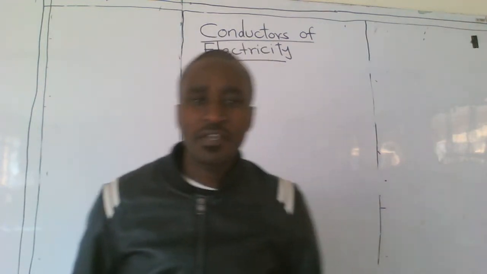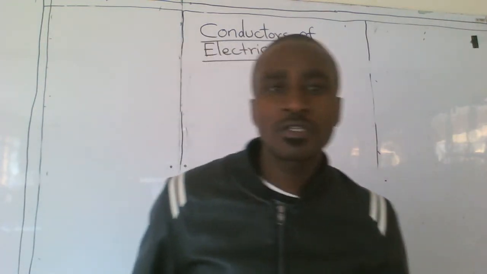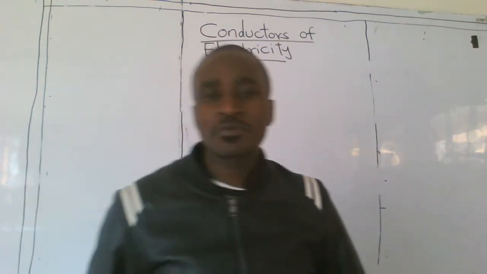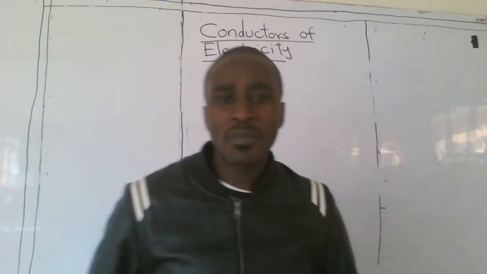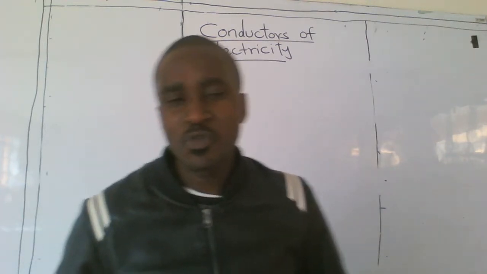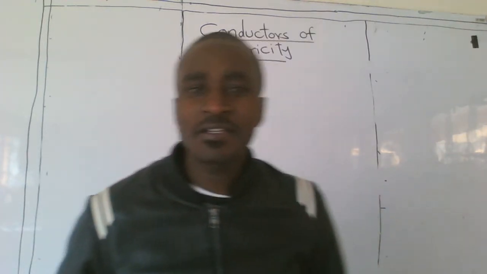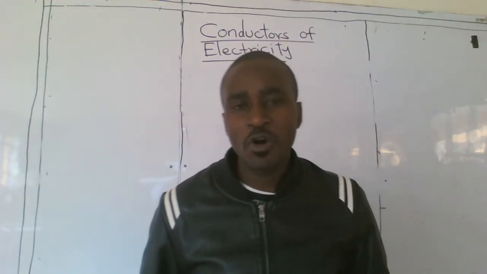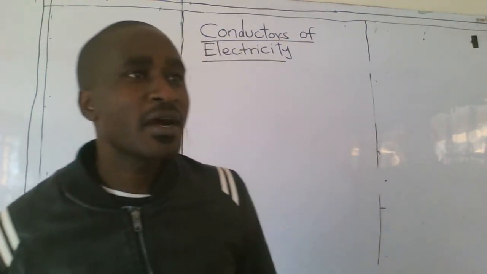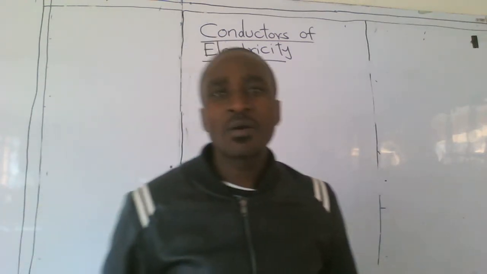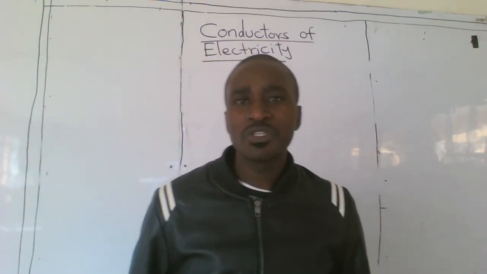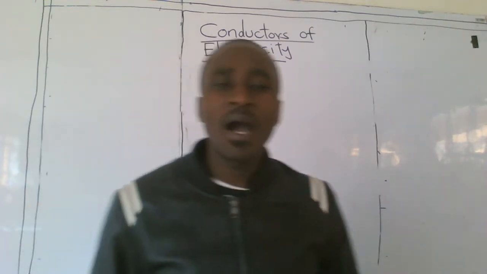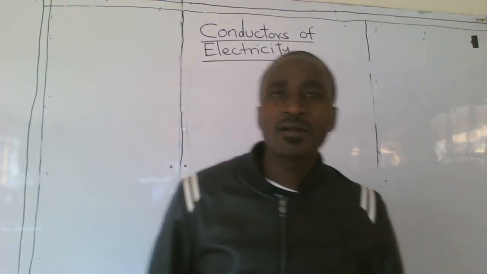Today we are going to learn about conductors of electricity. Remember, our previous lesson was about a simple electric circuit, where we said there are four main elements which we need to make a simple electric circuit. That is the dry cell, which is the source of energy. We have wire, which is the connector. We have a switch, which helps to complete the circuit, and a bulb, which is the transformer.